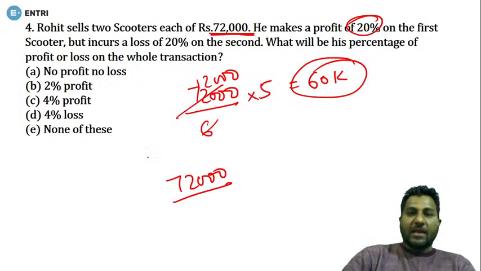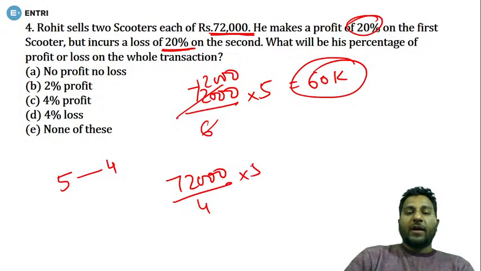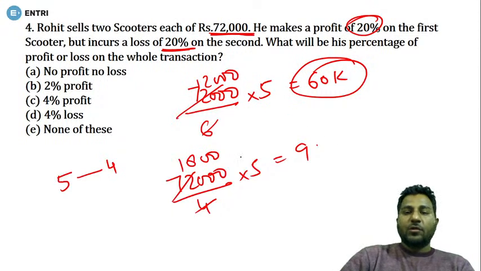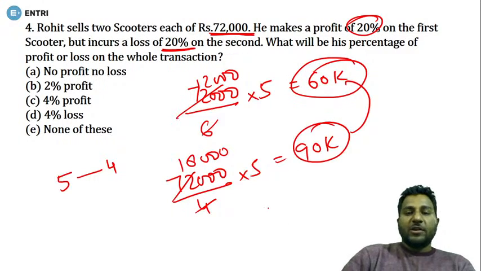But the second one is what? 20% loss. So that means from 5 we have sold at 4. So 4 into 5, that means 90,000 is the cost price. So the overall loss would be what? 18,000 and 12,000 is 30,000.